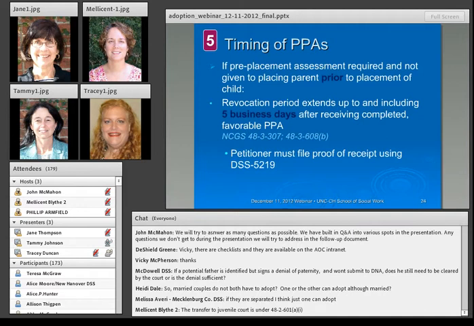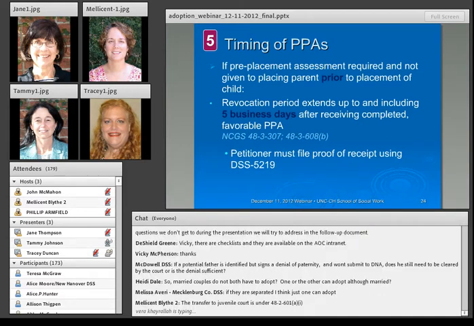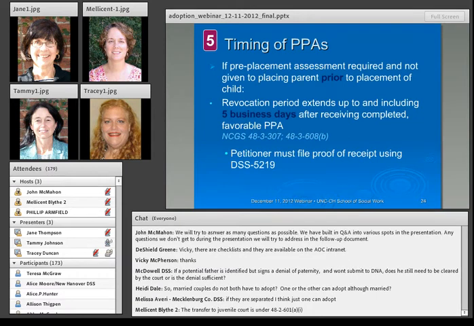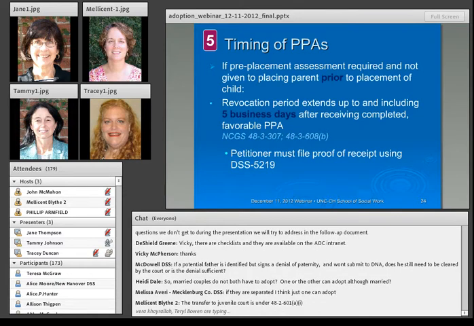It can be served personally or by certified mail, but one example I want to give with this is I had an attorney one time that didn't have the pre-placement assessment. The placing mother signed the consent, and I went ahead and filed the petition because you don't have to have that pre-placement assessment to file it, but I kept telling him we needed that. 6 months went by and she came in and revoked her consent, and she had every right to do that.